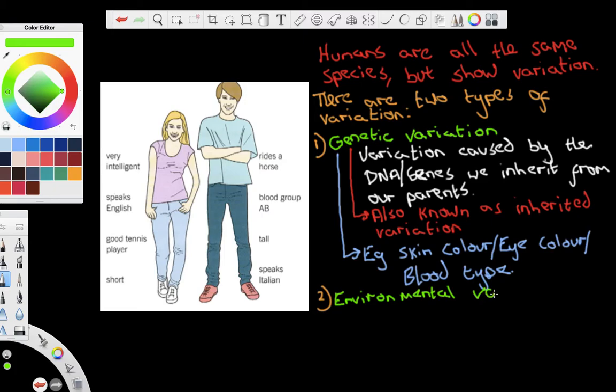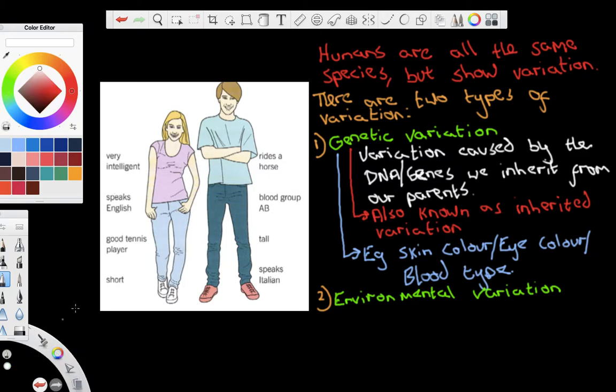Environmental variation. Environmental variation is variation caused from your surroundings and what happens to you during your lifetime.